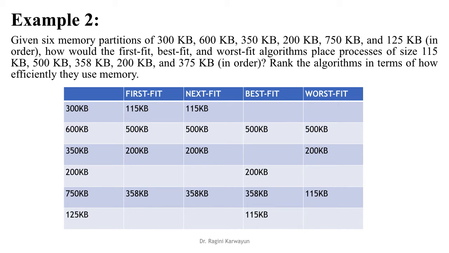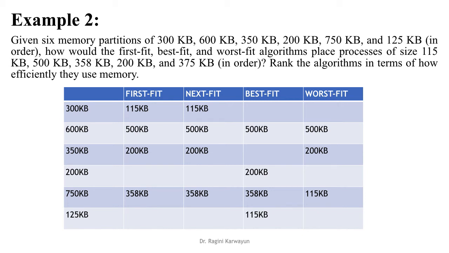Worst fit, the biggest hole is 750, so 115 will get 750 KB. The next biggest hole is 600 KB, so the second process 500 will get 600 KB. Then the next process is 358, and no partition is big enough left for 358. 300 is less, 350 is less, 200 is less, 125 is less, so 358 also cannot be allocated any partition.